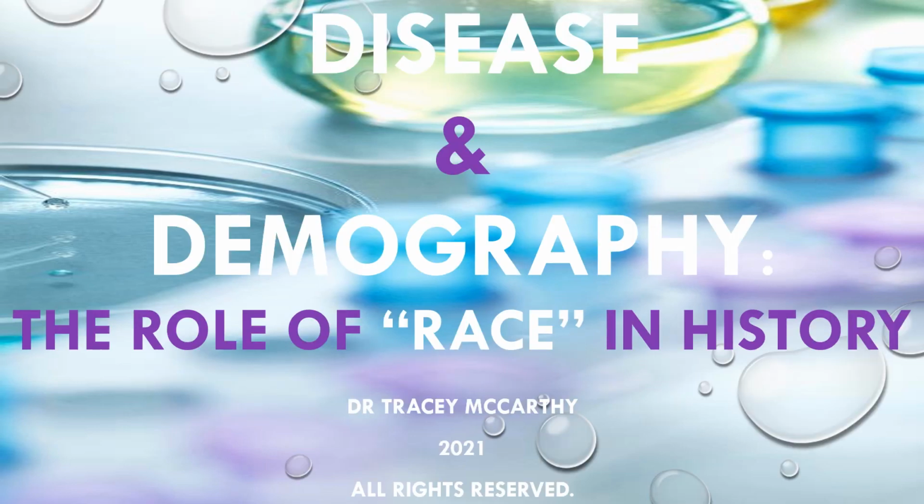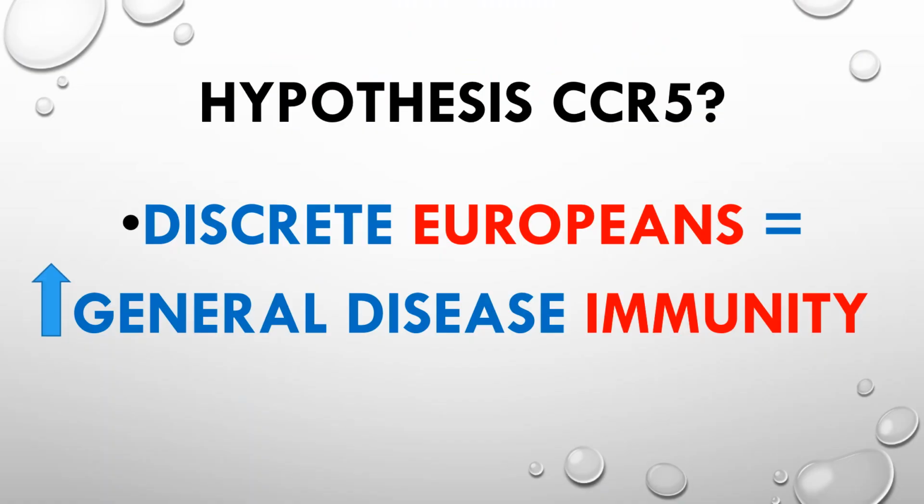So we're going to jump into this discussion about disease and demography and the role of race, in quotation marks, in history. So let's just jump into what this hypothesis is all about. There is a scientific belief that a discrete group of Europeans have an increase in general disease immunity. And so therefore they are basically immune to a number of diseases that other groups of people are not immune to and are highly susceptible to.